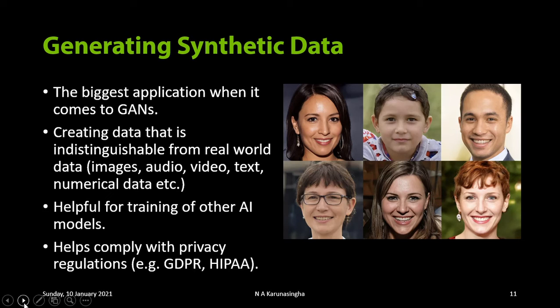So for example, you can see these 6 faces on the right. None of these people actually exist. These are all fake faces that were created by a GAN, and you can see that it's hard for even a human being to say if this is a real person or a fake person. Data like this is especially helpful when it comes to training other AI models, especially now that there are more and more stricter restrictions when it comes to privacy. There are laws like the GDPR and HIPAA where private data cannot be disclosed.